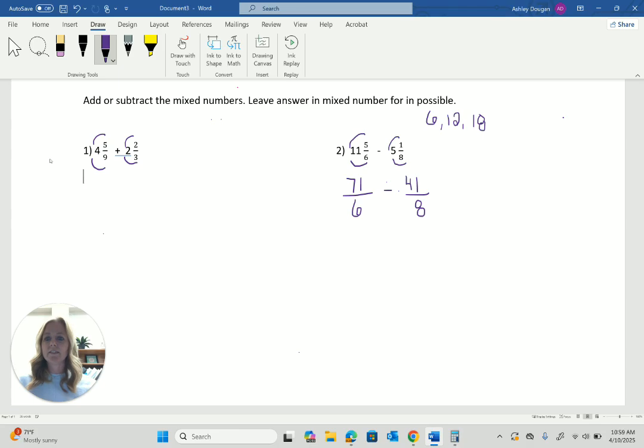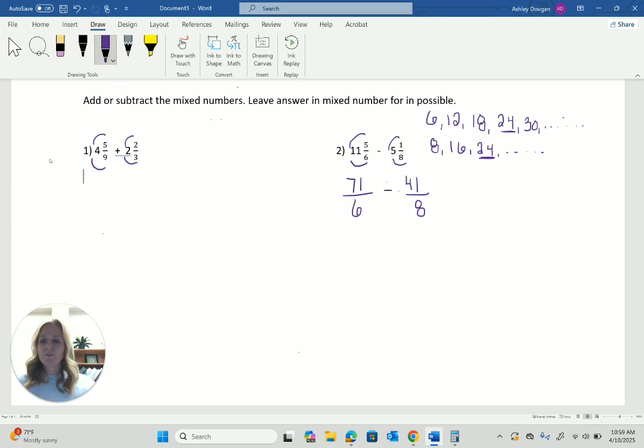I'm just multiplying: 6 times 1 is 6, times 2 is 12, times 3 is 18, 4 is 24. Just list out a few multiples. Again, you could do this in your head. For 8: times 2 is 16, 3 is 24. And we can see that 24 is our common multiple, so that's going to be our denominator.